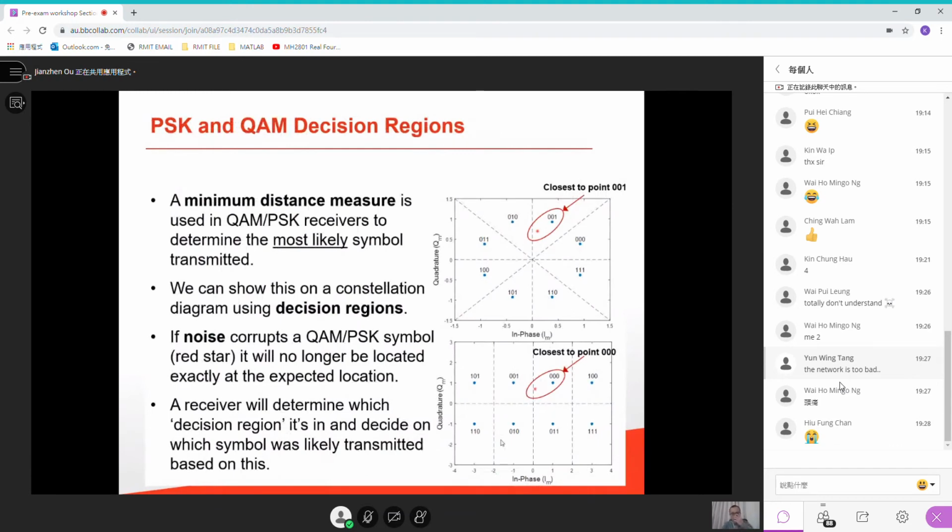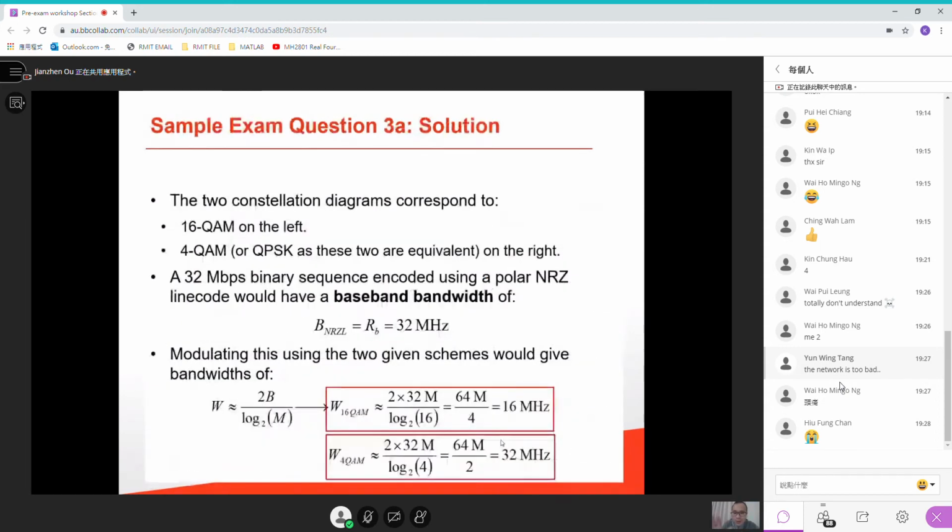Okay, now for the next one we're going to talk about the decision regions. Before that, if students have any questions regarding these slides, you can send me a message now or talk to me. If not, I can quickly move on, and then we focus more attention on the tutorial questions.